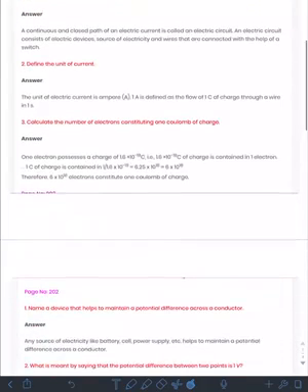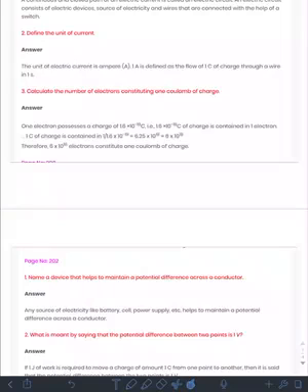Next, question number 2: define the unit of current. It's very easy. Current is nothing but the flow of electric charges in a circuit, and the unit of current is the ampere, named in honor of the famous physicist Andre Ampere. So what is 1 ampere? 1 ampere is equal to 1 coulomb per second.